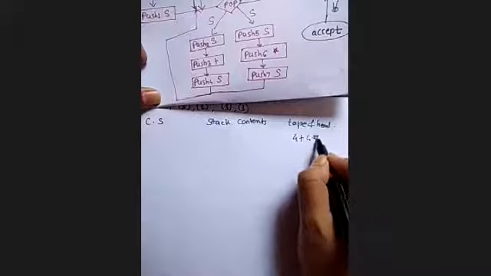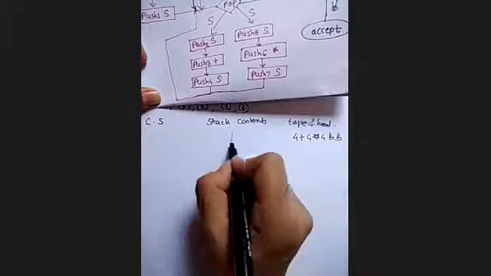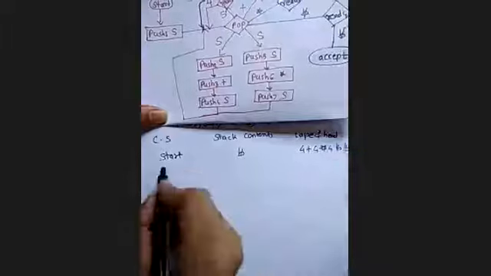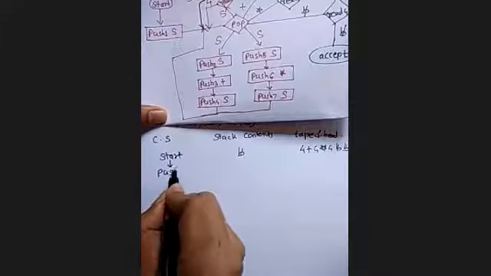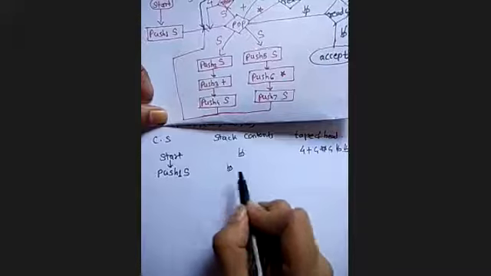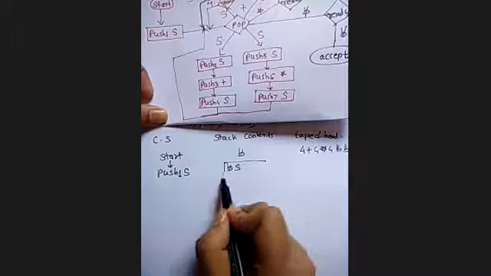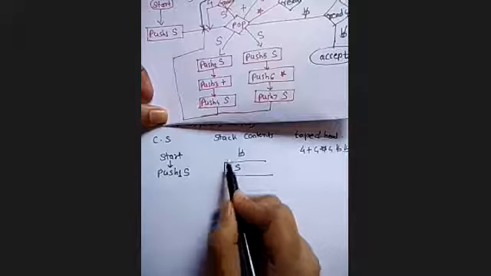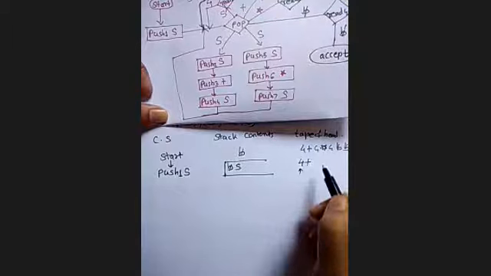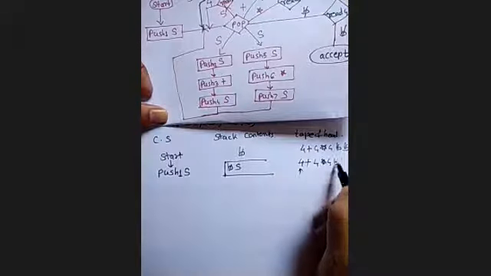Input is 4 plus 4 star, then blanks, remaining characters blank, initial stack is blank. Let's go fast. After start, what is your next state? After start, your next step will always be to push one start symbol. In the same line, you show the stack contents. Why am I showing this? The stack is bounded at this end, and you can always access the top symbol. Input pointer: when you read, then only you move ahead. Initially, it is pointing to the first symbol.